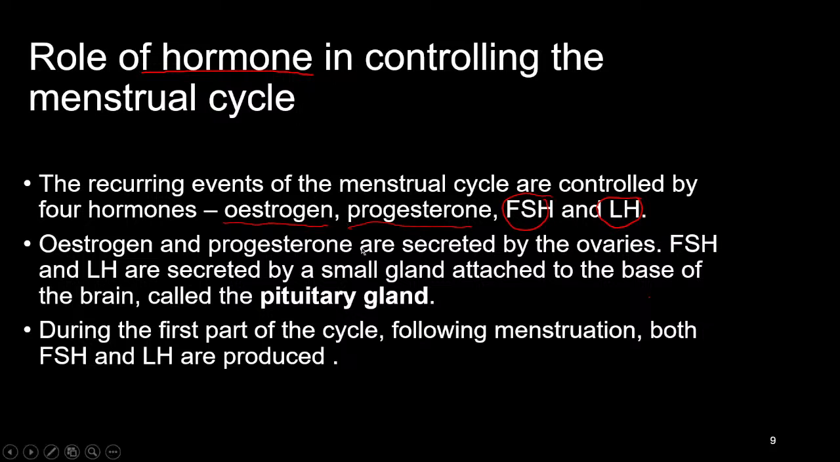Estrogen and progesterone are secreted by the ovaries. Very important. You need to know where each of them are secreted. FSH and LH are secreted by a small gland attached to the base of the brain called the pituitary gland. During the first part of the cycle, following menstruation, after this has been done, both FSH and LH are produced.